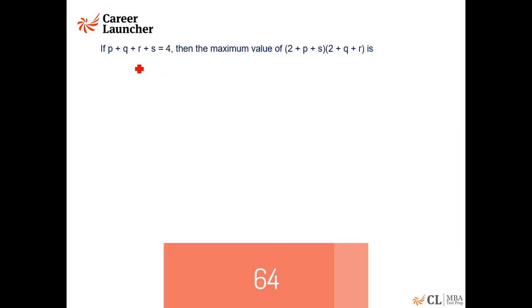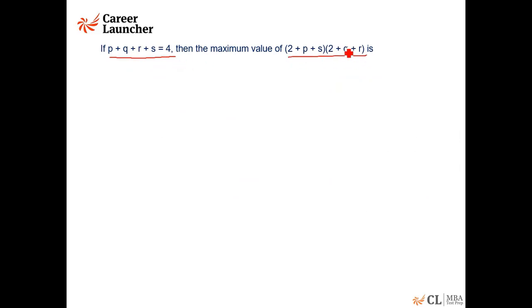PQRS equal to 4, P plus Q plus R plus S equal to 4, maximum value of this expression. Standard SQC question, take values. What values should you take? 1, 1, 1, 1. Other things could be, look at this, P plus S and Q plus R. You could take 1, 1, 1, 1. You could take 2, 0, 2, 0. The important thing is you should be symmetrical, because the equation is symmetrical.